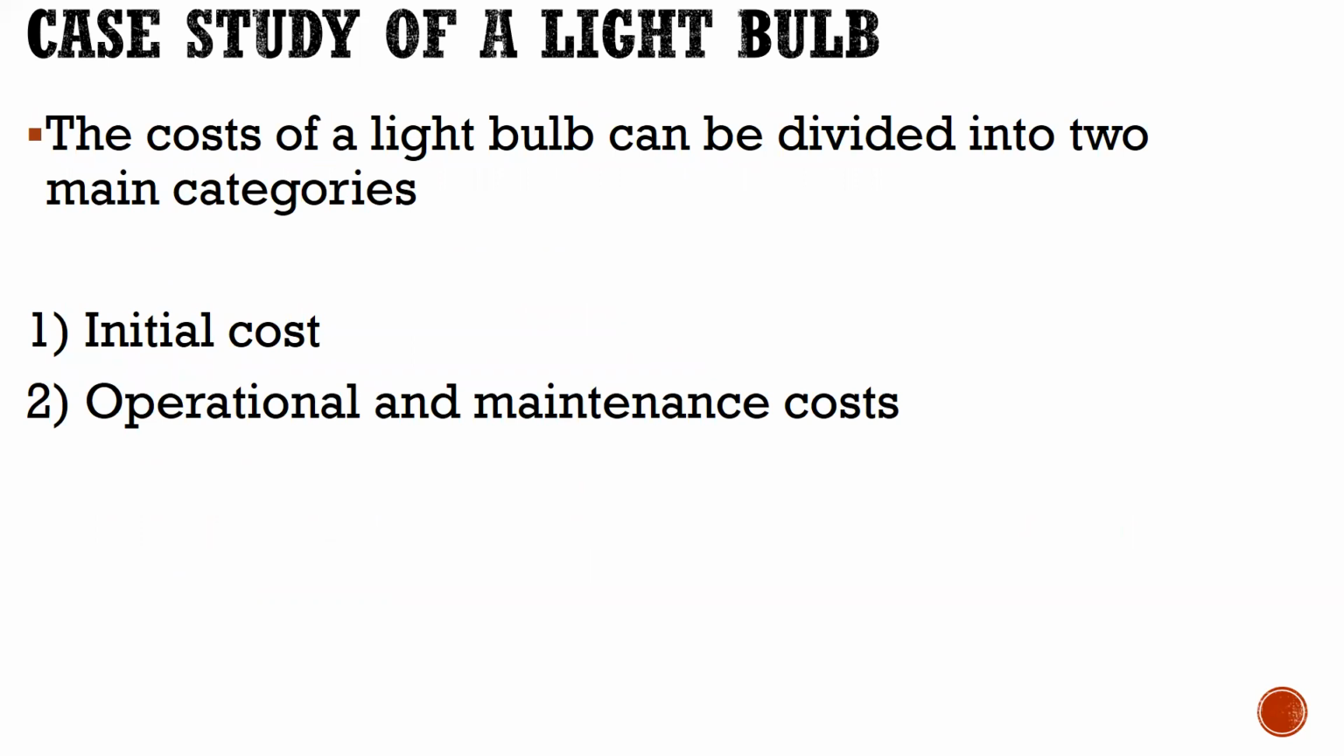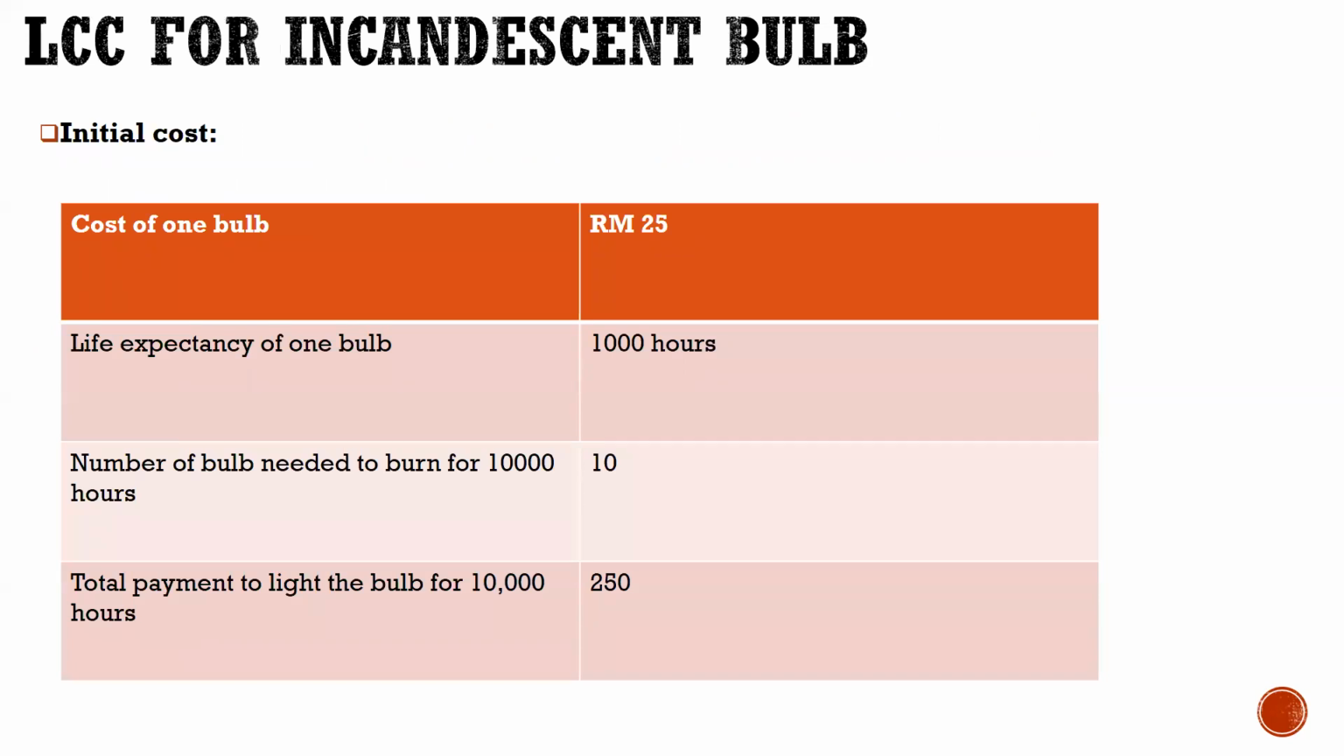So the cost of a light bulb can be divided into two main categories. You can find the initial cost and also the operational and maintenance cost. When you find these two, you add them together, then you find the LCC of each bulb. Now let's take the incandescent bulb. The initial cost of one incandescent bulb will cost you 25 Malaysian ringgit. And the life expectancy of that one bulb is only 1,000 hours.